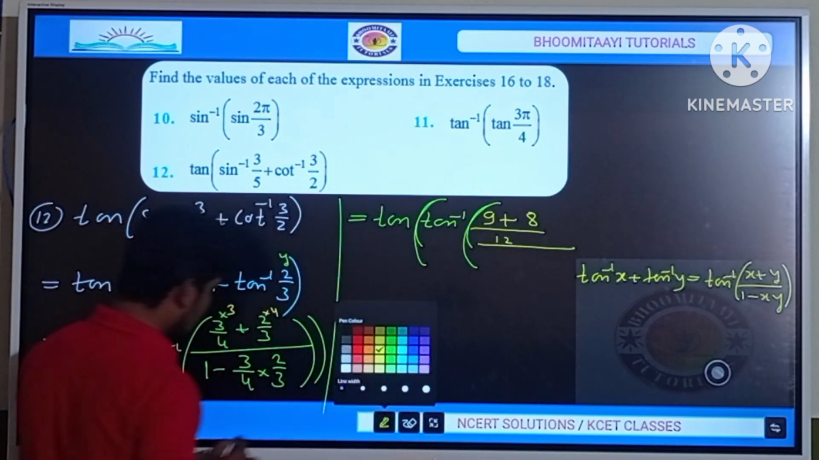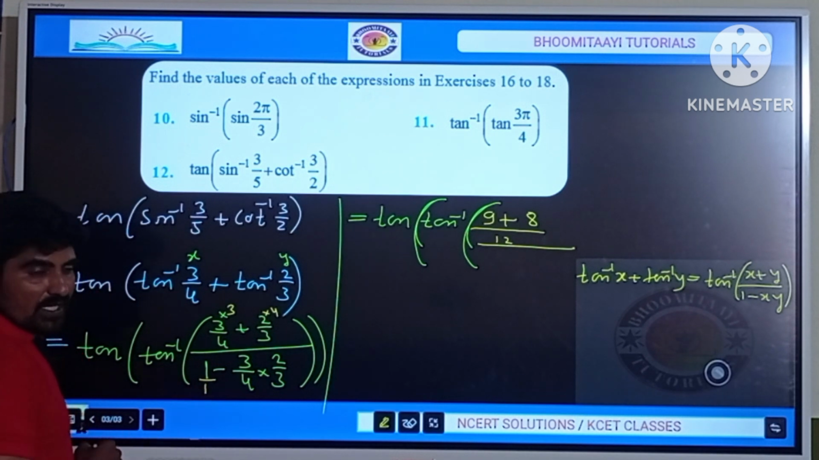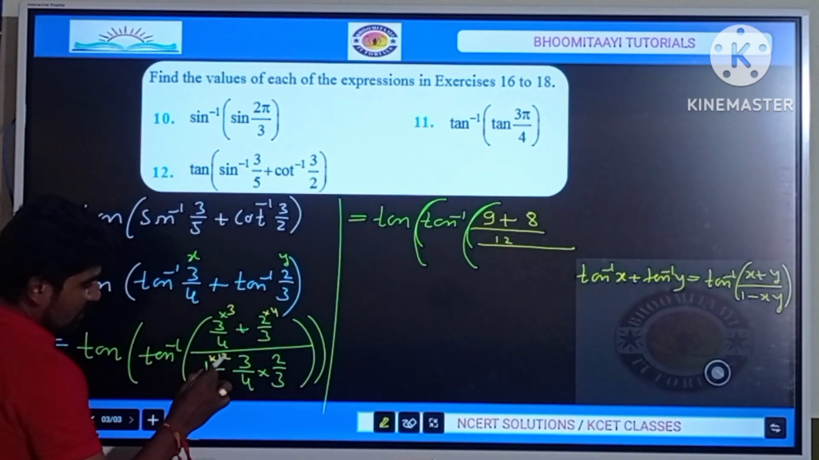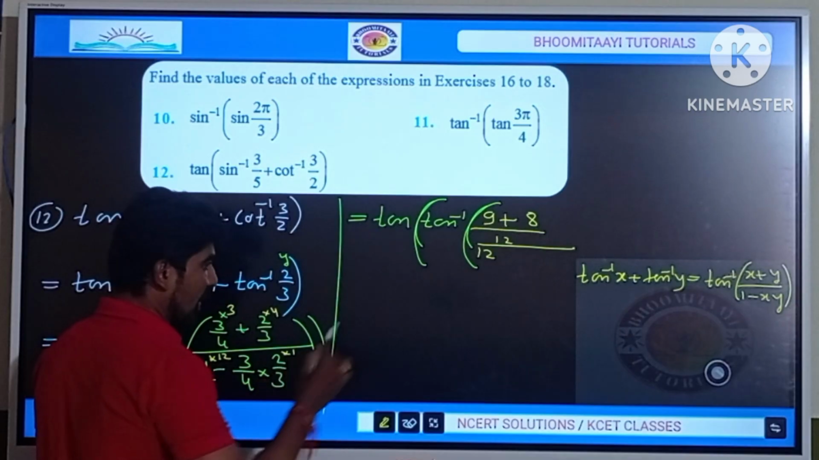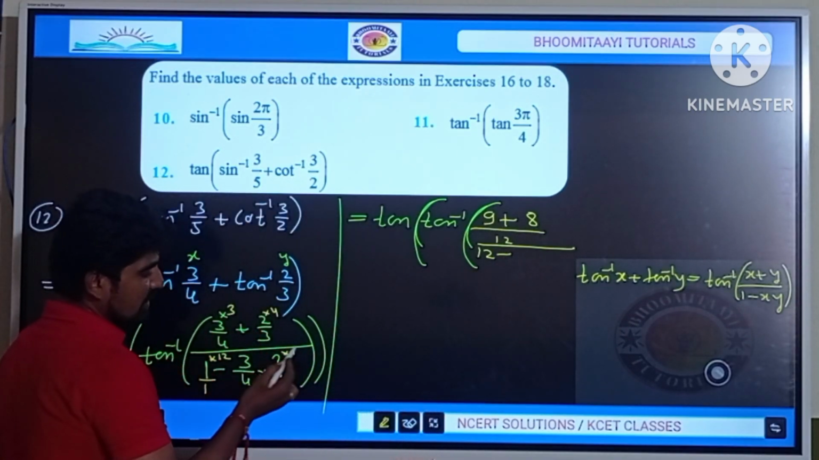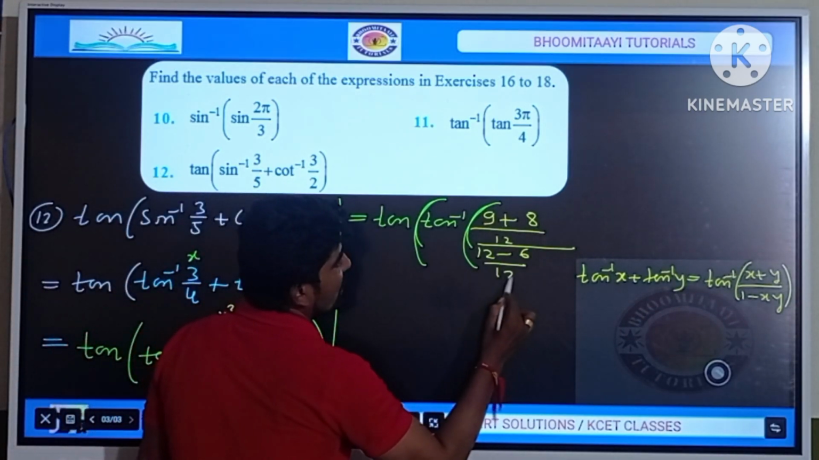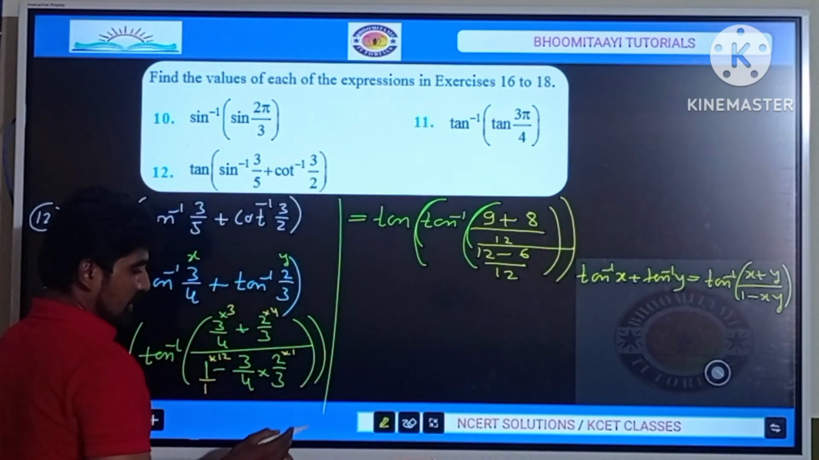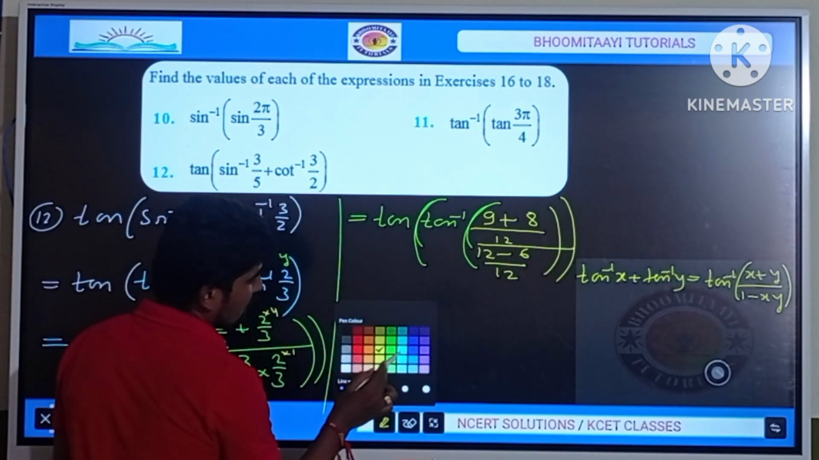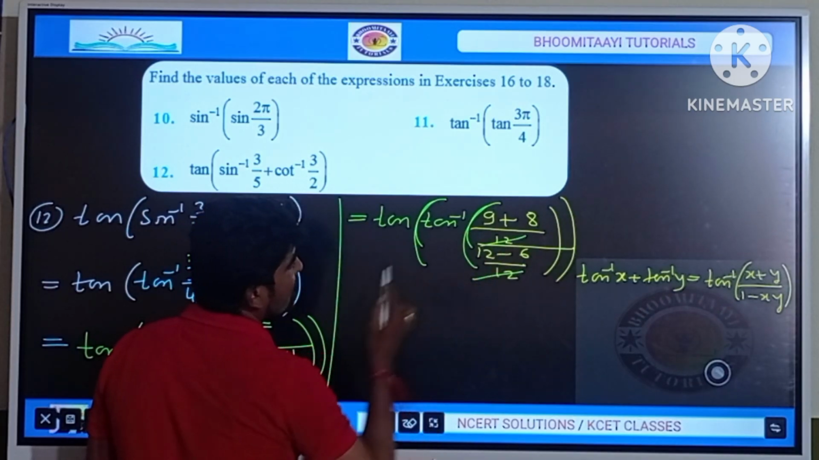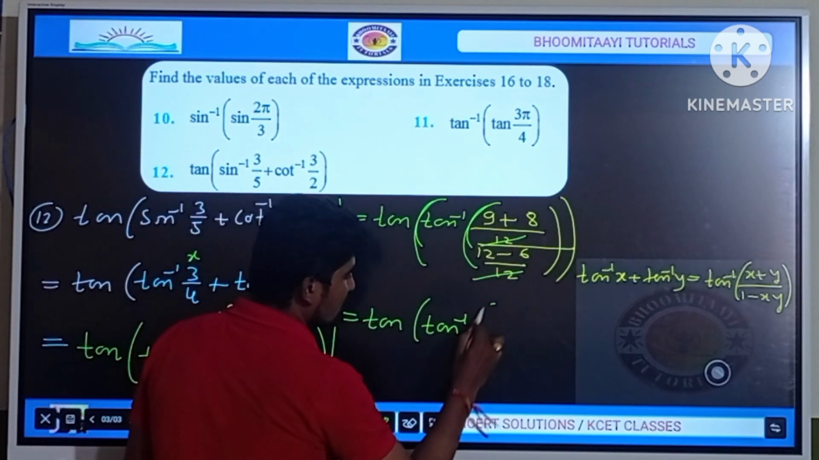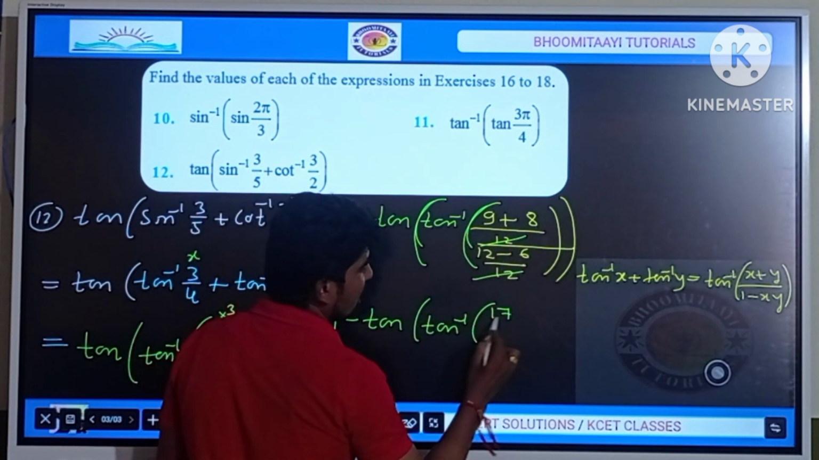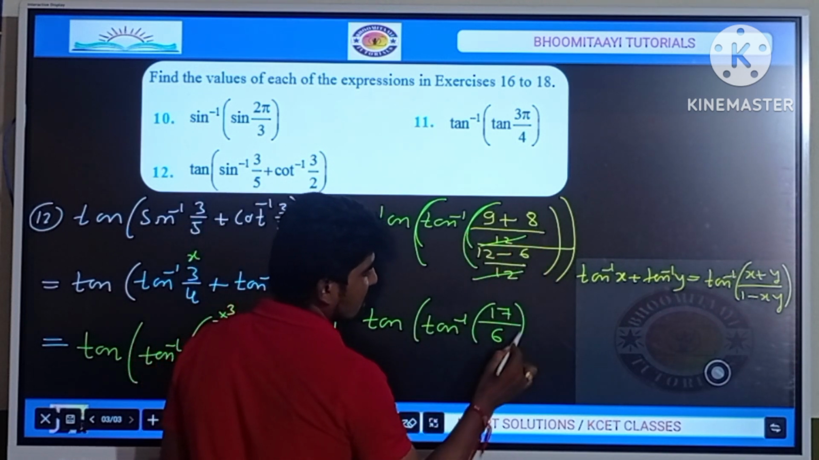here also you may observe there is nothing, which means 1 here. LCM of 1 and 12 is 12. So here multiply by 12 and here multiply by 1. 1 into 12 is 12 minus 3 into 2 is 6, 6 into 1 is 6, divided by 12. Now this 12 by 12 gets cancelled, which is equal to tan inverse of 9 plus 8 is 17, divided by 12 minus 6 is 6.